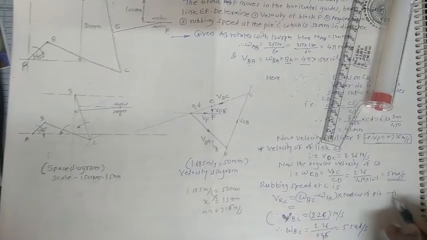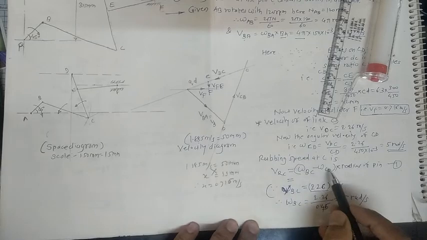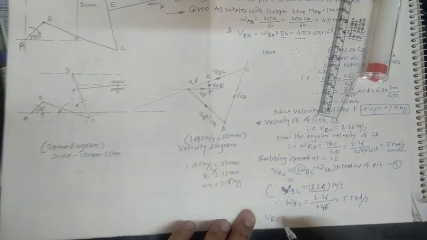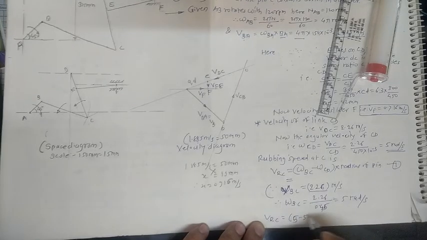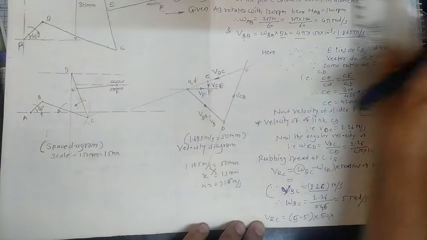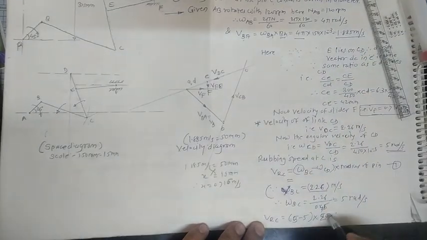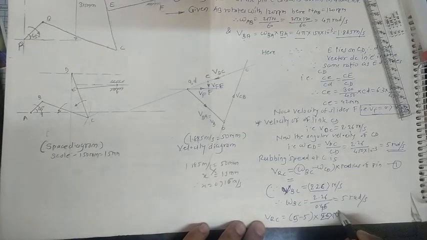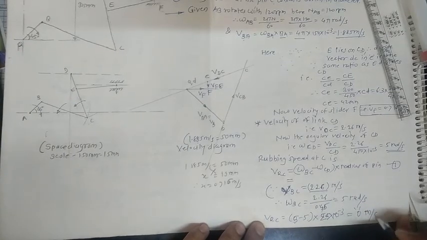Now from relation number 1, substitute the values of omega BC and omega CD. So what do we get here? Rubbing speed at point C is nothing but 5 minus 5 multiplied by the radius of the pin, with 50 mm diameter given, so 25 multiplied by 10 raised to minus 3. 5 minus 5 is 0. So the rubbing speed at pin C we get as 0 meter per second. This is the answer.